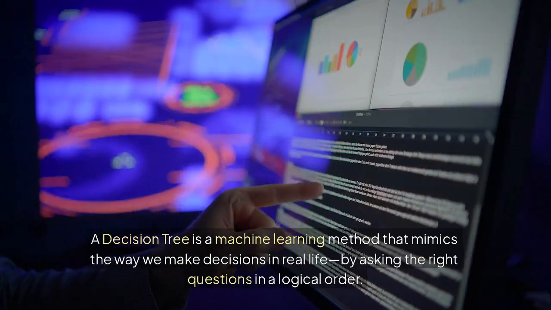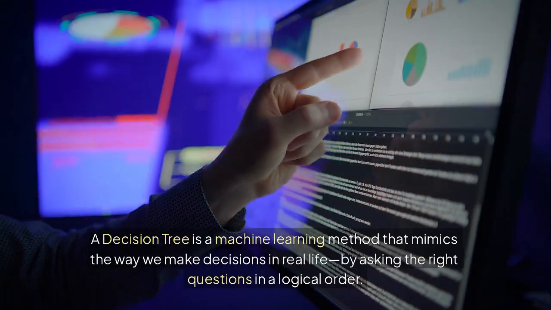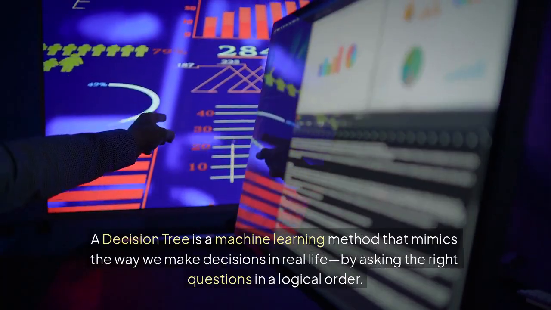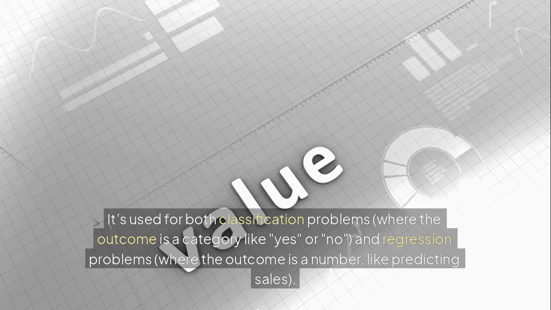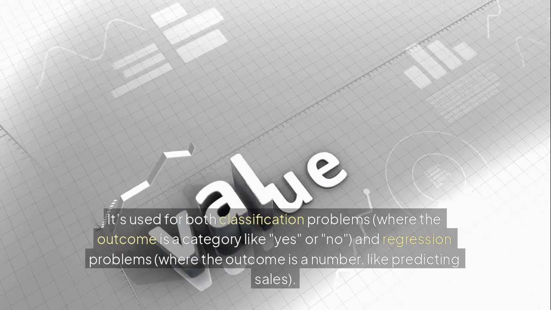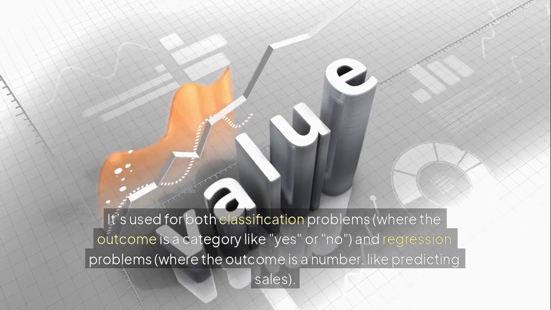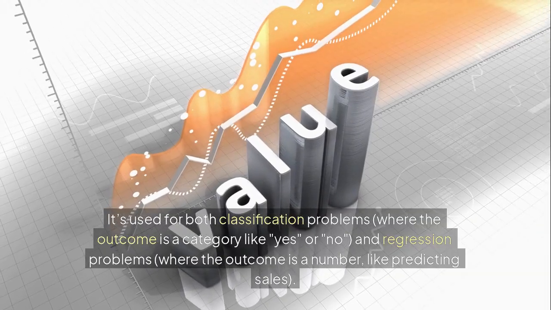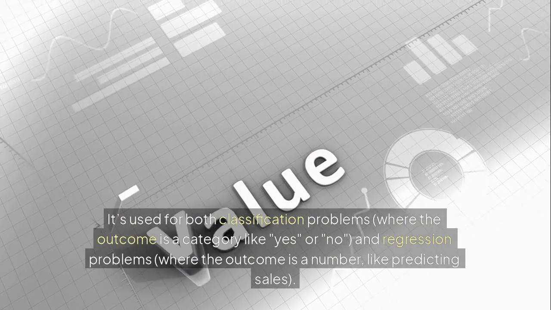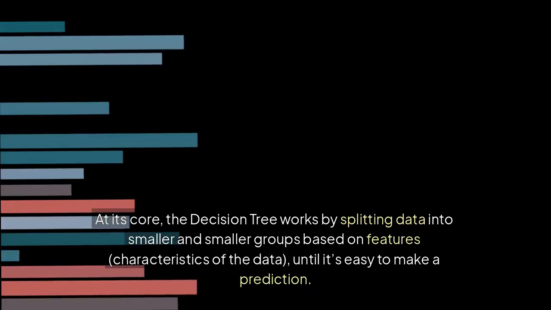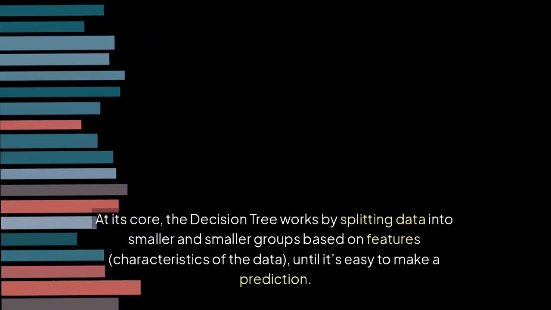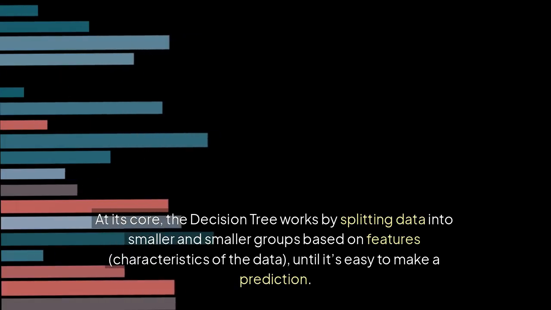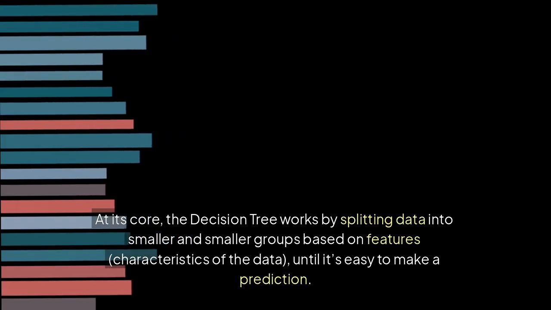A decision tree is a machine learning method that mimics the way we make decisions in real life, by asking the right questions in a logical order. It's used for both classification problems, where the outcome is a category like yes or no, and regression problems, where the outcome is a number, like predicting sales. At its core, the decision tree works by splitting data into smaller and smaller groups based on features, characteristics of the data, until it's easy to make a prediction.